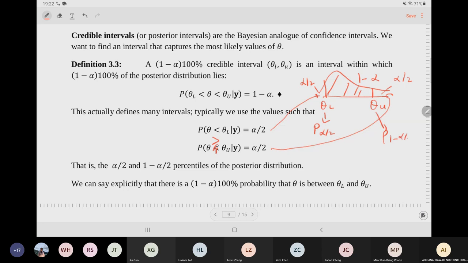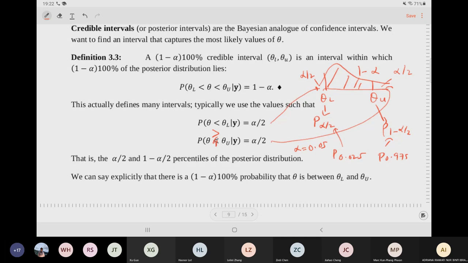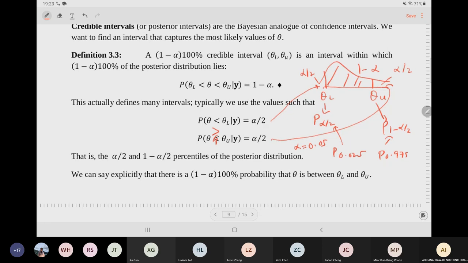For example, if your alpha is 0.05, this would be your 0.025 percentile, and this is your 0.975 percentile. Okay, so why percentile? Because we actually have a distribution, so we can find the percentile for that particular distribution, and we can also do that by using R. If you have a normal, we can use a normal table, but if it's not a normal distribution, we don't have a table, but we can use R to find this percentile.